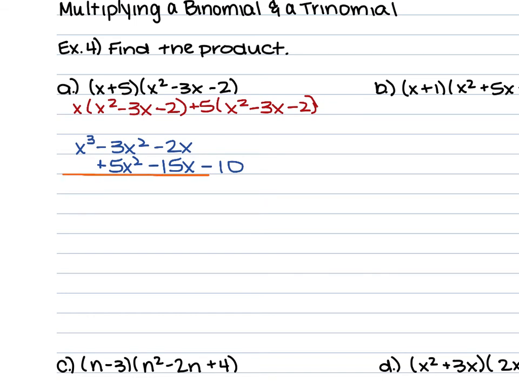From here, I'm just going to add my like terms or add both of these expressions. That x cubed drops down. Negative 3x squared plus 5x squared is 2x squared. Negative 2x minus 15x is negative 17x, and the negative 10 drops down. So we have x cubed plus 2x squared minus 17x minus 10.